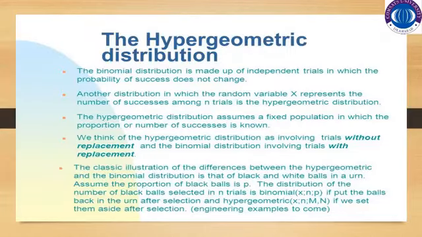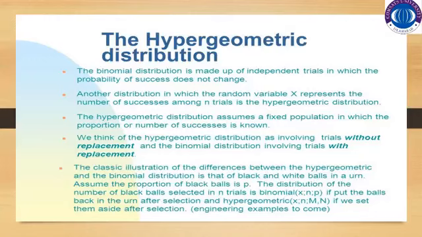The binomial distribution is made up of independent trials in which the probability of success does not change, whereas in the hypergeometric distribution, x represents the number of successes among n trials. The hypergeometric distribution assumes a fixed population in which the proportion or number of successes is known. We think of the hypergeometric distribution as involving trials without replacement and the binomial distribution as involving trials with replacement.